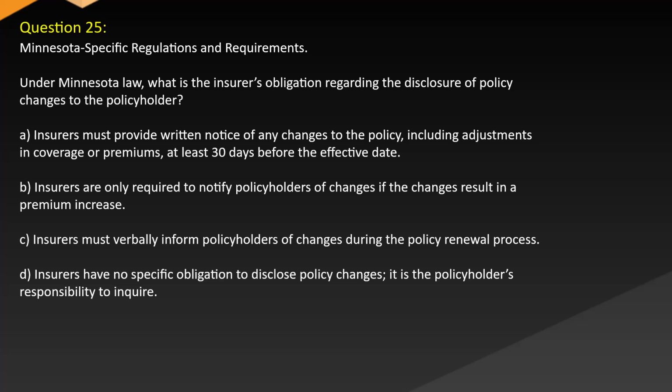Question 25. Minnesota-specific regulations and requirements. Under Minnesota law, what is the insurer's obligation regarding the disclosure of policy changes to the policyholder? A. Insurers must provide written notice of any changes to the policy, including adjustments in coverage or premiums, at least 30 days before the effective date. B. Insurers are only required to notify policyholders of changes if the changes result in a premium increase. C. Insurers must verbally inform policyholders of changes during the policy renewal process. D. Insurers have no specific obligation to disclose policy changes. It is the policyholder's responsibility to inquire.